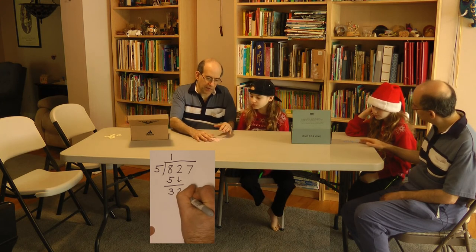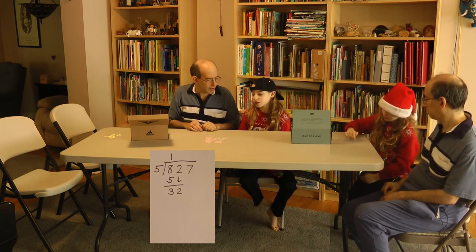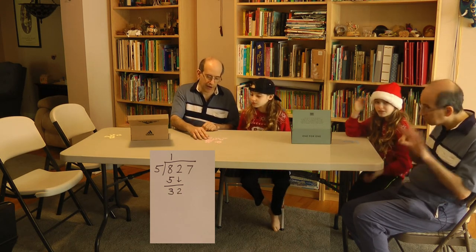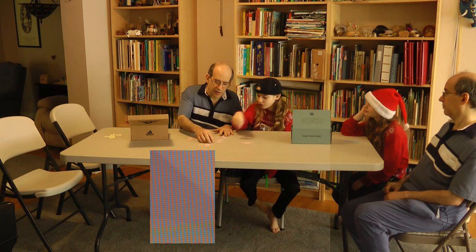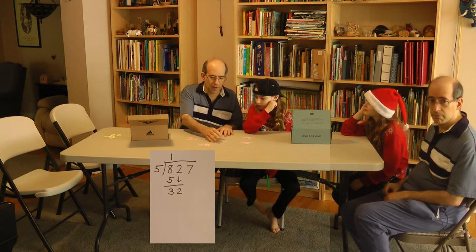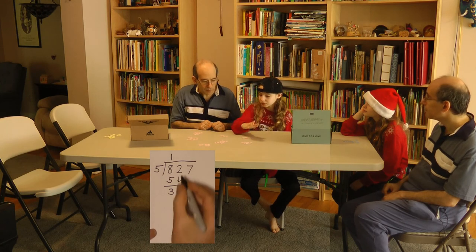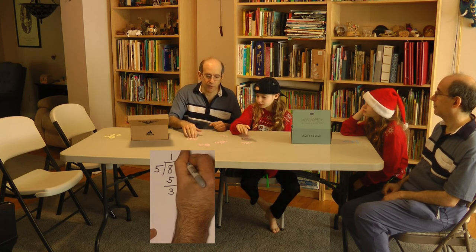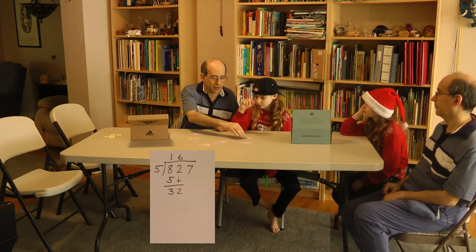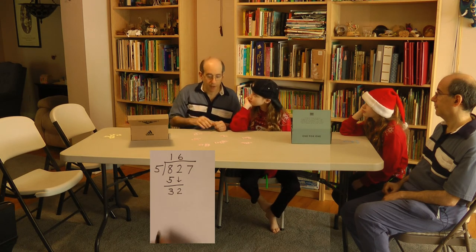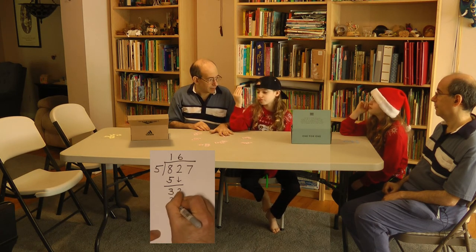So how many groups of 5 are we going to pull out? I don't know. Well, let's start counting. All right. 1, 2, 3. And 4, 5. Right. And then we've got 2 left. So what do we end up with here? We ended up with 1, 2, 3, 4, 5, 6 piles and 2 left.